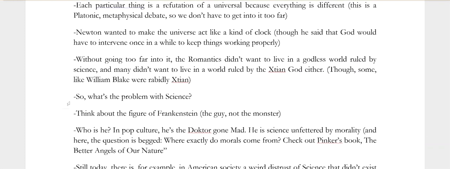Now, Newton wanted to make the universe act like a kind of clock. Newton could realize that his formulae weren't perfect. And he said that God would have to intervene once in a while to keep things working properly. He knew that he hadn't gotten it correct. There were a couple of aberrations in his formulae that he could see wouldn't work out properly.